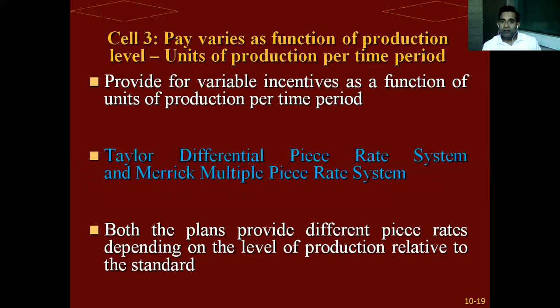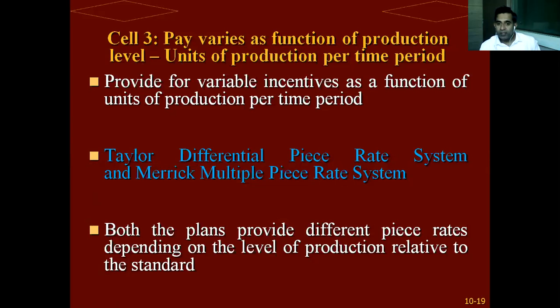Then we went to the third cell, where the method of rate determination is based on units of production per time period, so how many units are produced per hour, for example. The other dimension is that pay varies as a function of production level, so the pay varies depending on the number of units produced per hour. There are 2 plans: the Taylor differential piece rate system and the Merrick multiple piece rate system.